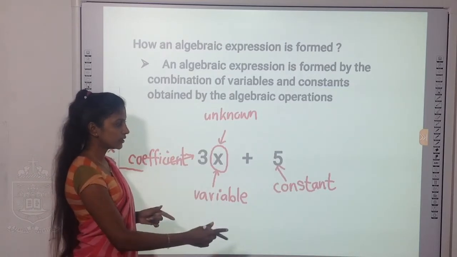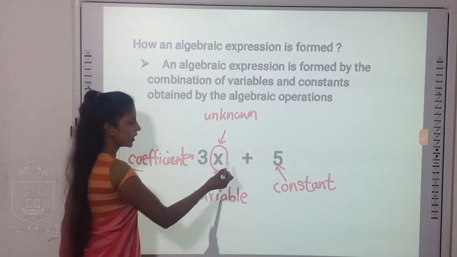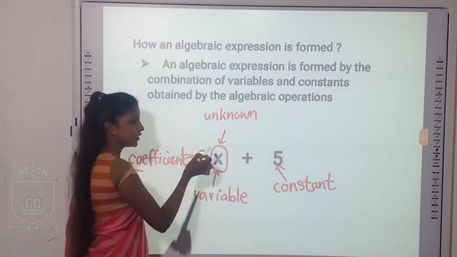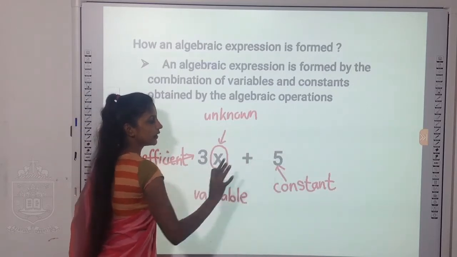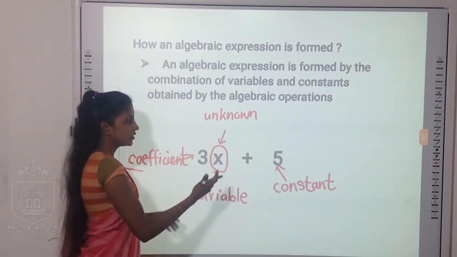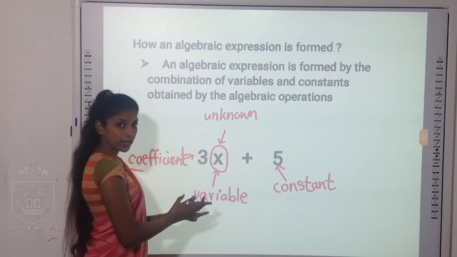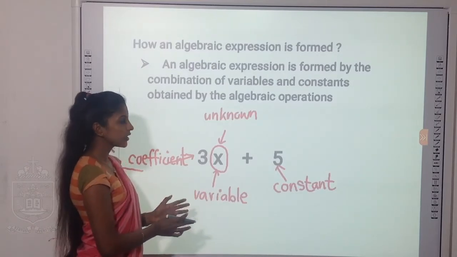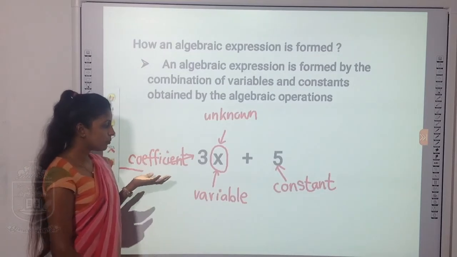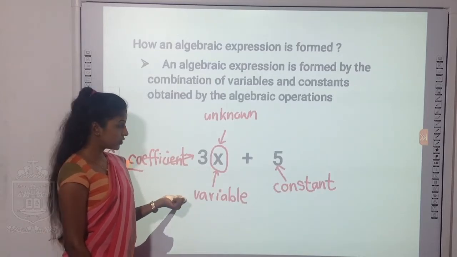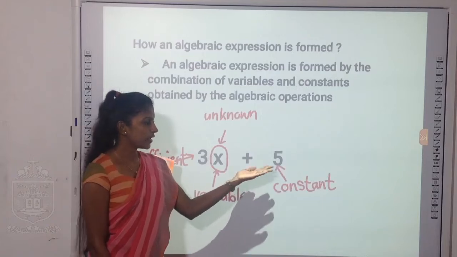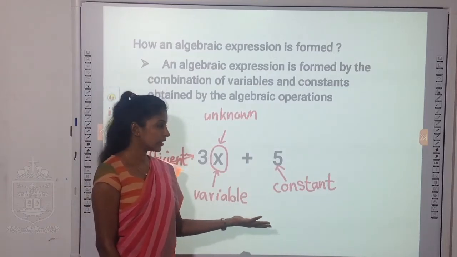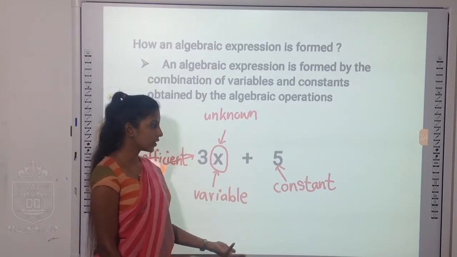Here there are two terms. The terms are 3x, where both 3 and x form a term, as well as 5, which forms another term. Both terms are added, forming an algebraic expression. What you have to remember here is what the coefficient is and what the variable is, which means the unknown term. And there are some constants in an expression, maybe the numbers.